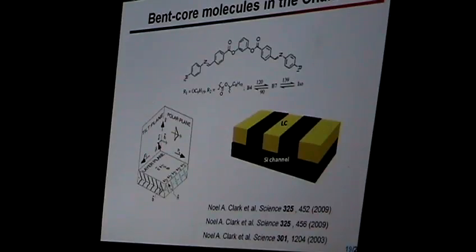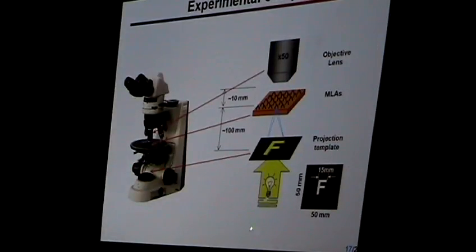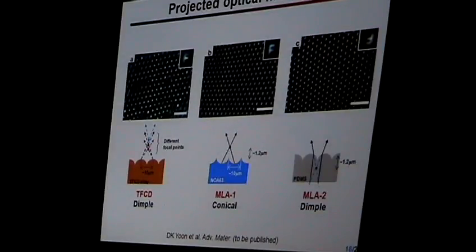Sorry, I'm not quite following what you're showing there. So these are the insets? Multiplied by MLAs. I'm sorry? Basically, I apply some light from here. Yes. And this is one projection template here. Yeah, 50 millimeter scale. And this goes through the MLAs. And these images are multiplied by these MLAs. So the insets on the next slide, the insets are the images that you pick up with the microscope? Yes. So there's less distortion from the conical. I see. Okay.